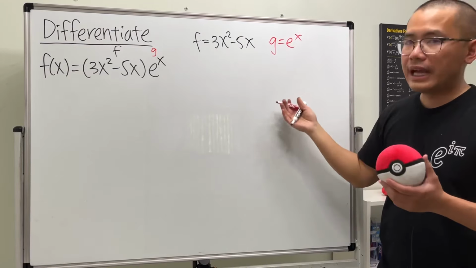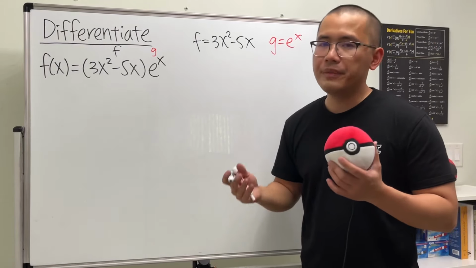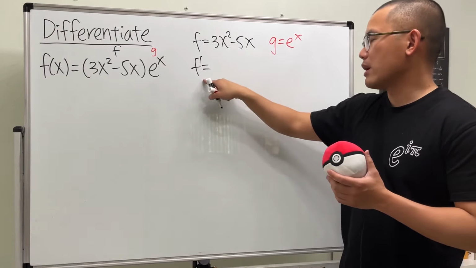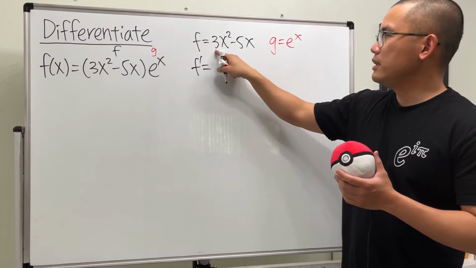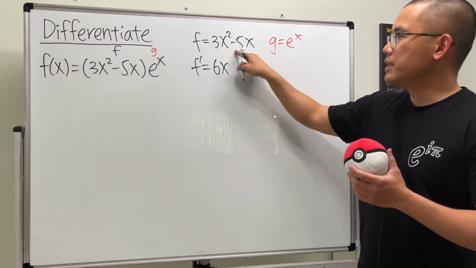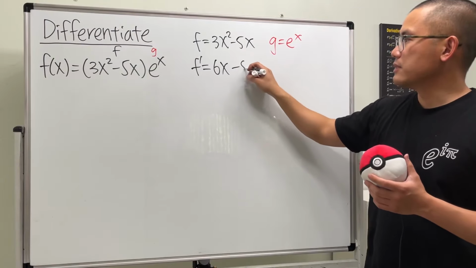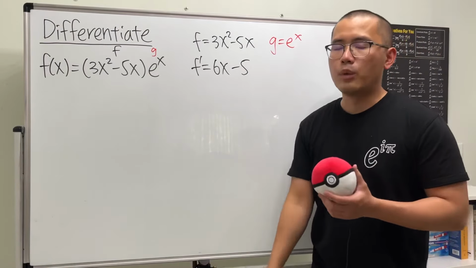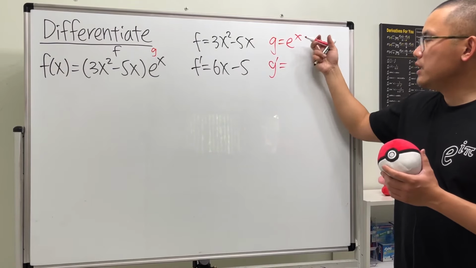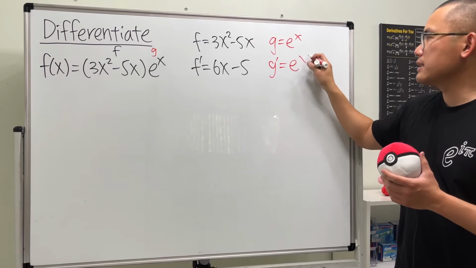And once you put them down, well, you can just differentiate them individually. When we do that, f prime of x, this is going to be the derivative of this, which is 6x to the first power. And the derivative of negative 5x is just minus 5. Yeah? So we use the power rule here. And for this, g prime, the derivative of e to the x is just e to the x.